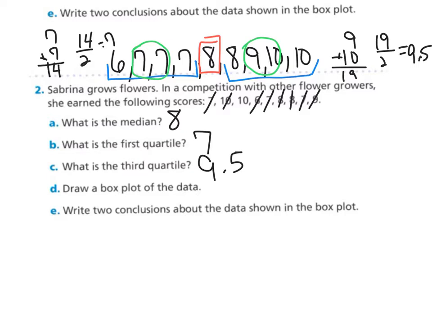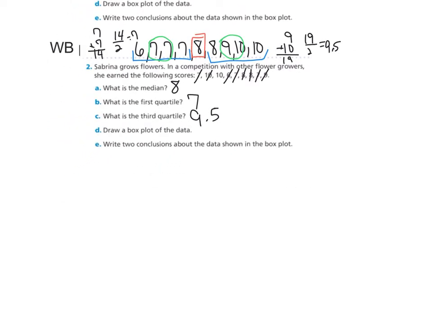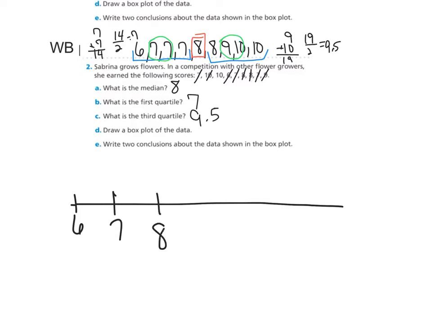Okay, so now we've got our key numbers that we need to work with, so we are ready to draw a box plot. So drawing a box plot, you can see our numbers are going to go from 6 to 10, and we do have one number that doesn't come out as nicely here. So I'm going to try to just space my numbers out here a little bit. And I probably didn't need quite as big of a line.